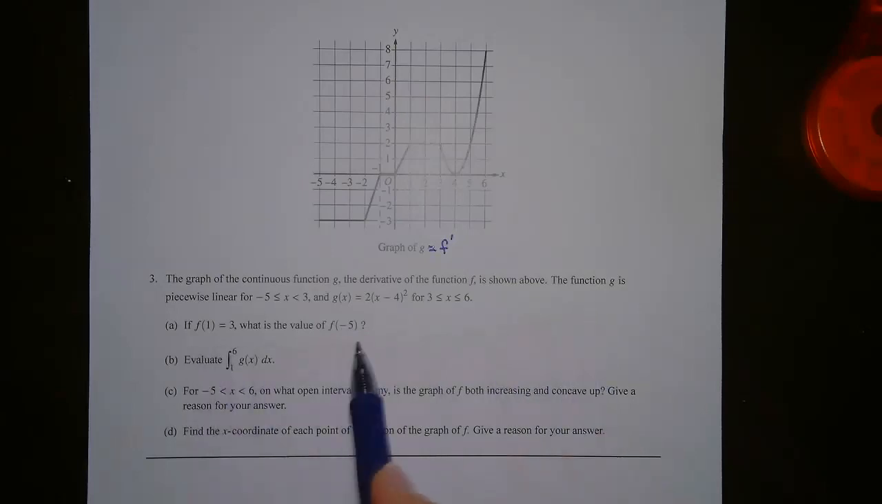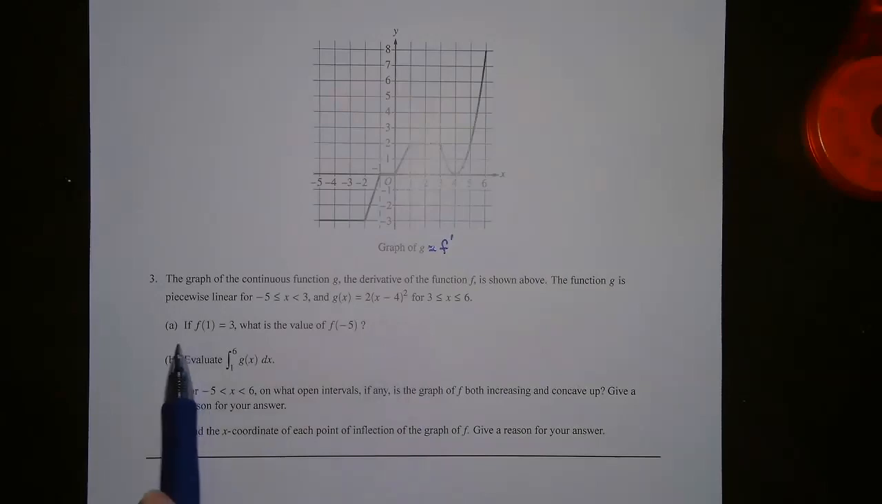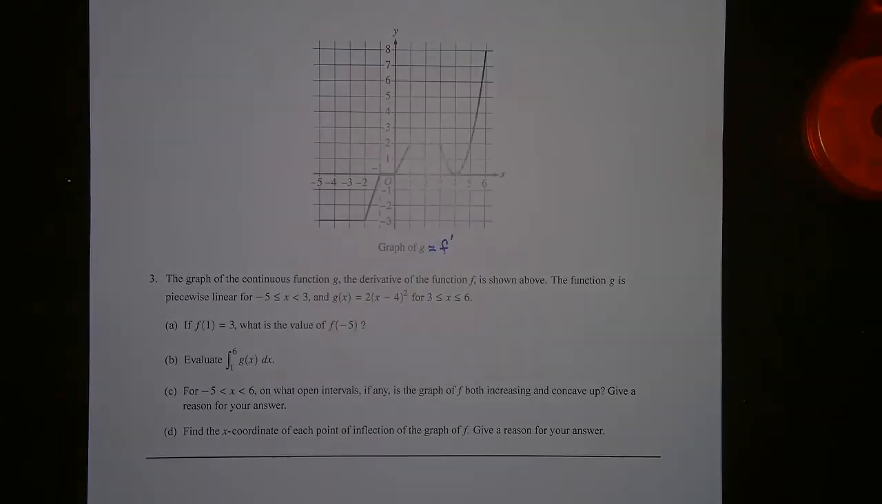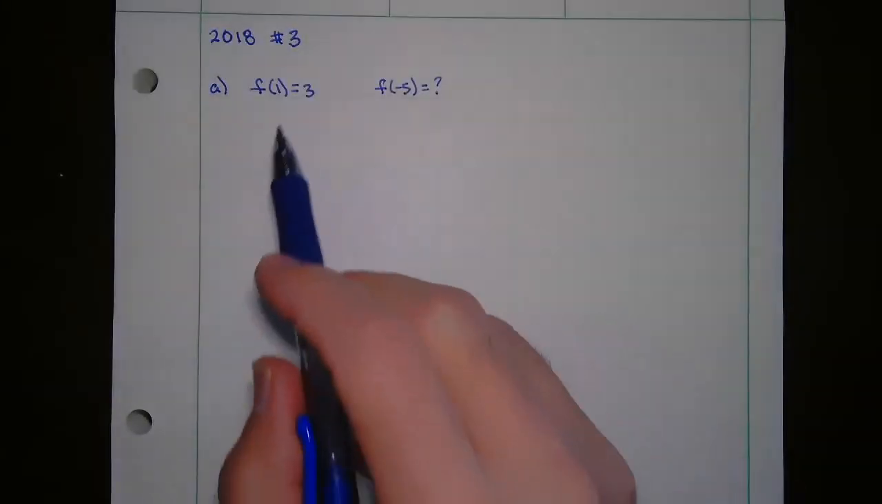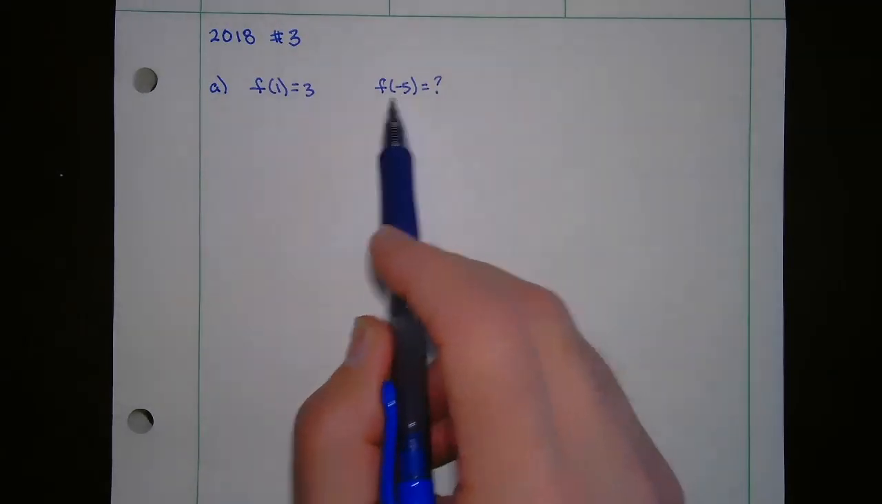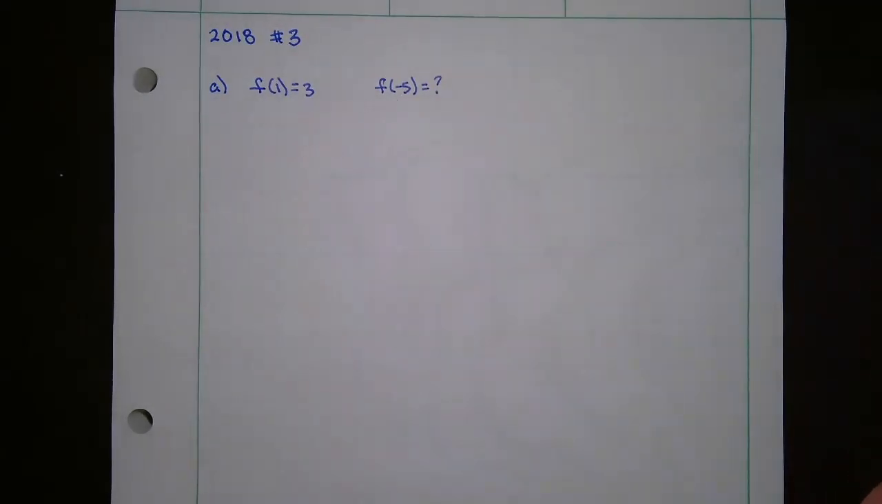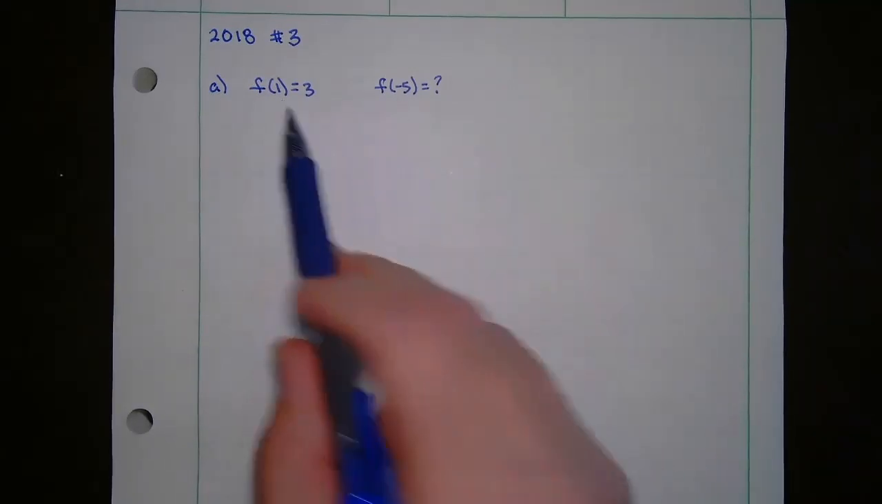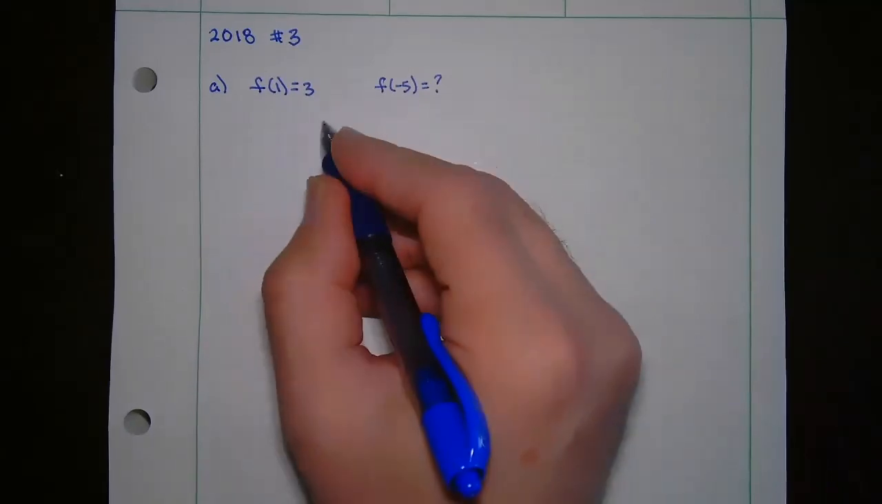The function G is piecewise from -5 to 3, and then it's the quadratic again from 3 to 6, okay? So part A: if f of 1 equals 3, what is the value of f of -5? So let's go to our paper and do that. Because we're given f of 1 and we want to find f of -5, and we have the graph of f prime, I'm going to want to integrate from -5 to 1. That way I'm going from left to right, in the correct order, okay?